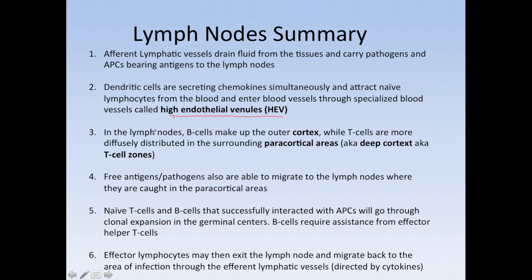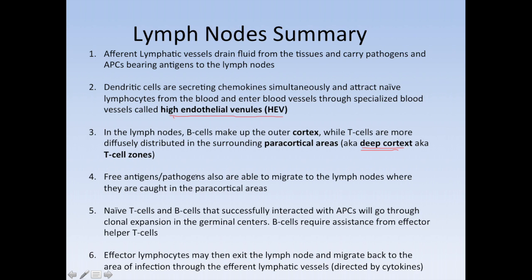And in the lymph nodes, B cells make up the outer cortex. So this is where the germinal centers were, while the T cells are more diffusely distributed in the surrounding paracortical areas. Okay, so that's the blue area that I mentioned earlier. They also call this deep cortex. If you see this anywhere else, that's the same name, deep cortex and paracortical areas, or T cell zones, because they're primarily composed of T cells.